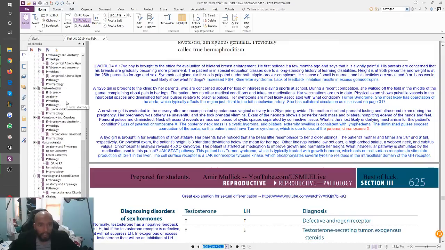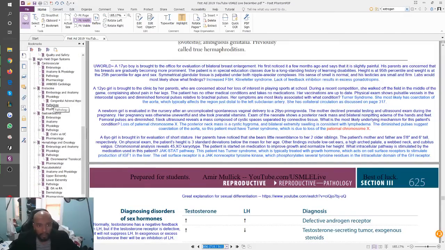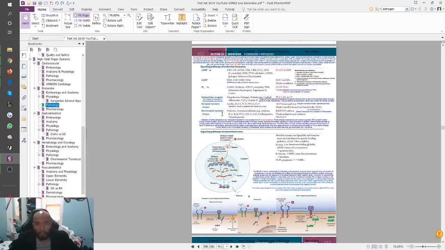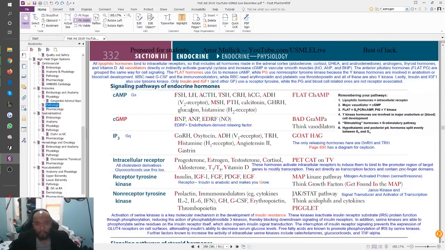You need a map to grow your nation, or you need a map to grow your city, whatever it might be. So if you come back to the last page of endocrine physiology, you see all your signaling pathways of endocrine hormones and all your growth things, right? Insulin, IGF, FGF, PDGF, EGF, right? All of these growth factor things, right? These guys use MAP kinase pathways, right?